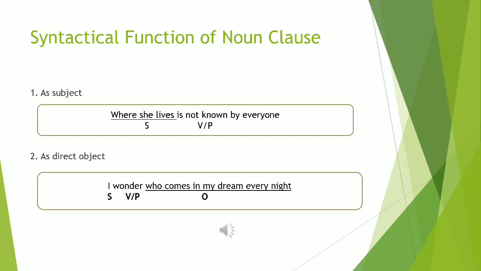Second one, as direct object. Let's see these sentences. I wonder who comes in my dream every night. Who comes in my dream every night is a noun clause which functions as direct object. So in the sentence, I is subject, wonder is verb or predicate, who comes in my dream every night is object.